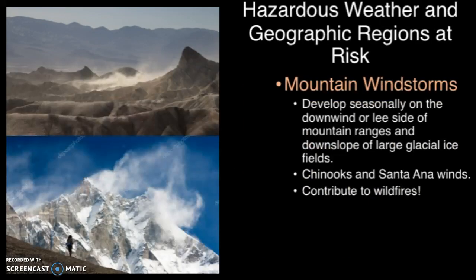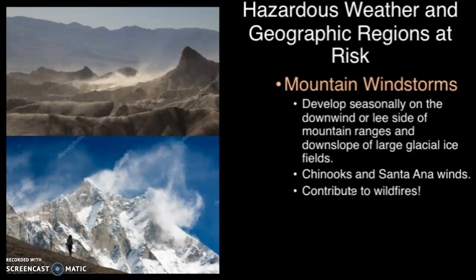So, mountain windstorms. Usually mountain windstorms develop seasonally on the downwind or lee side of mountain ranges. The two examples that I put down here are probably not the best because they are minor parts of the mountain, but they show you the idea of what a mountain windstorm will look like on a small scale. Usually they develop on the downwind or lee side of the mountain ranges, and they go downslope of large glacial ice fields as well, such as in Antarctica.